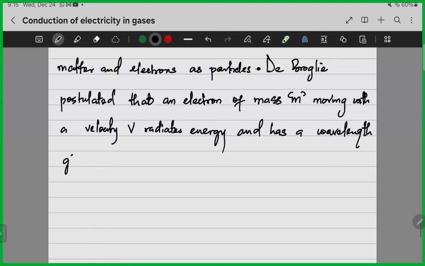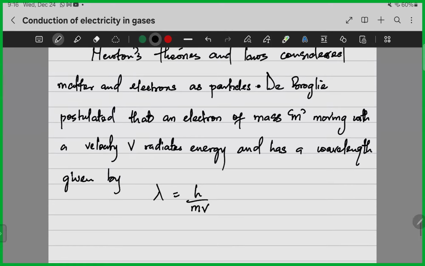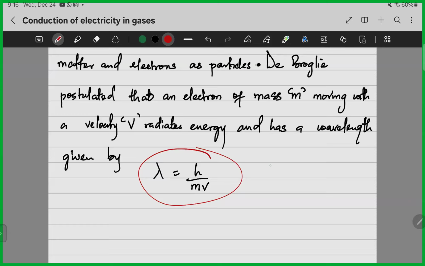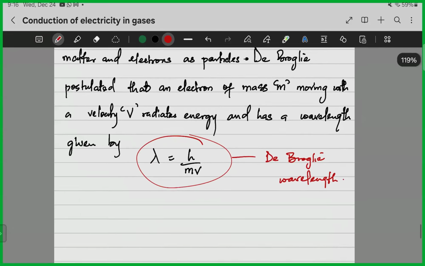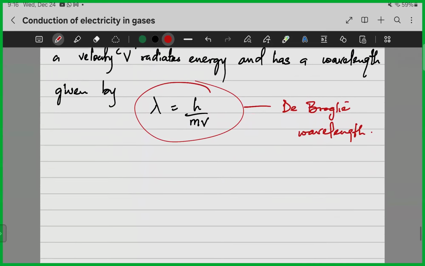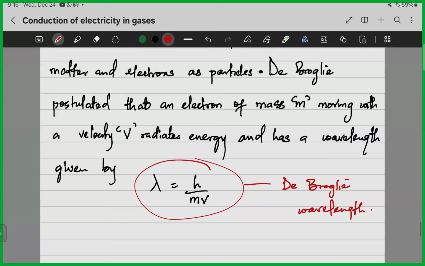given by this expression. Commonly in the world, they call this the de Broglie wavelength. Here, h is Planck's constant, we already know that, m is mass and v is the velocity. This is what de Broglie postulated, that the electron of mass this and velocity this has wavelength this. It is true.